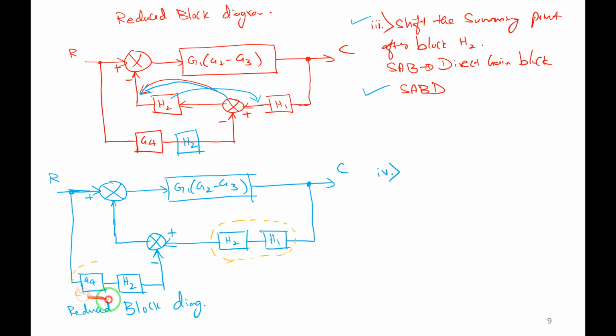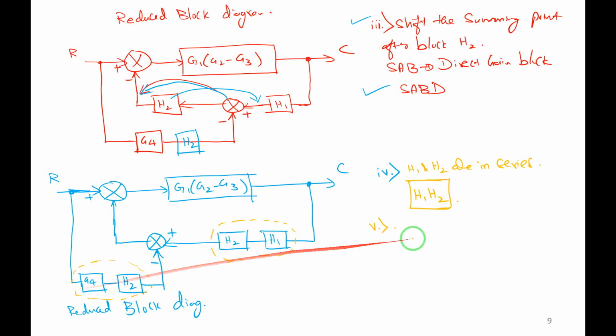Then G4 and G2 are in series. I will make it a single block. I will write that rule. So H1 and H2 are in series. If they are in series, they will be converted to a single block. Just multiply the gains of the blocks H1, H2. Okay, we have applied this. Next, fifth. Next, G4 and H2 are in series. G4 and H2 blocks are in series. If they are in series, they will be converted to a single block, multiplying their gains G4 into H2. Is it fine? I will redraw the block diagram once again.